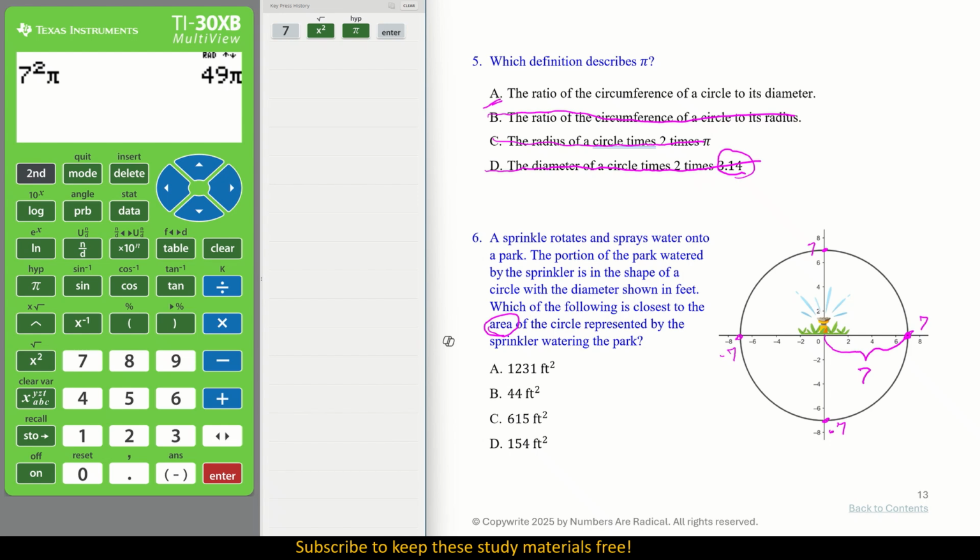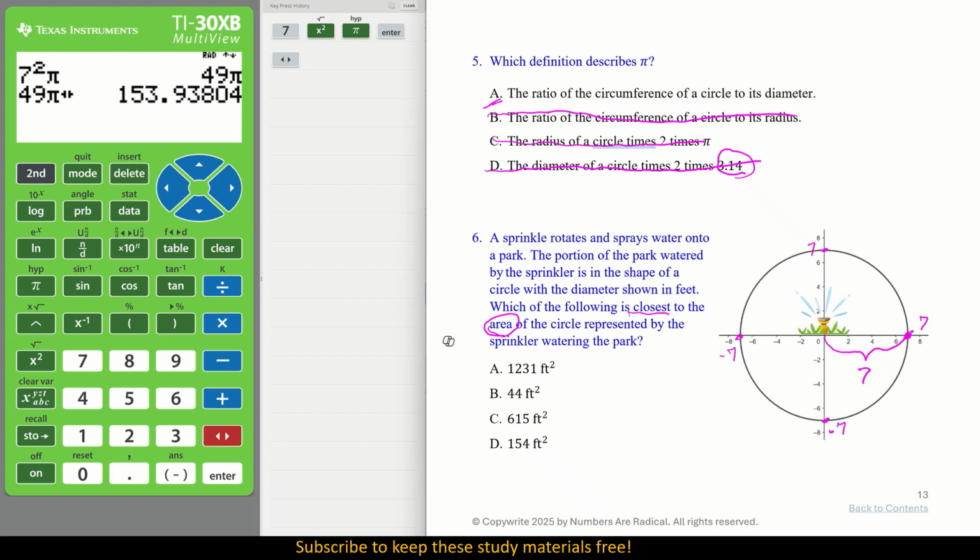That's in terms of pi, which is, like I've mentioned before, very convenient. However, that's not what our options are. So push the toggle button and we will need some rounding. And we knew that because of this word closest. So that means the only option that makes sense is D. Okay, let's go to number 7.